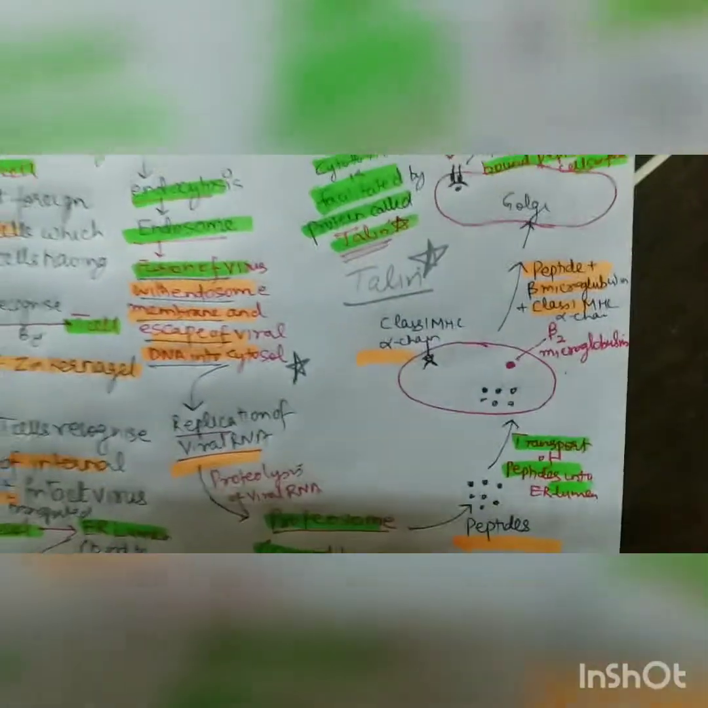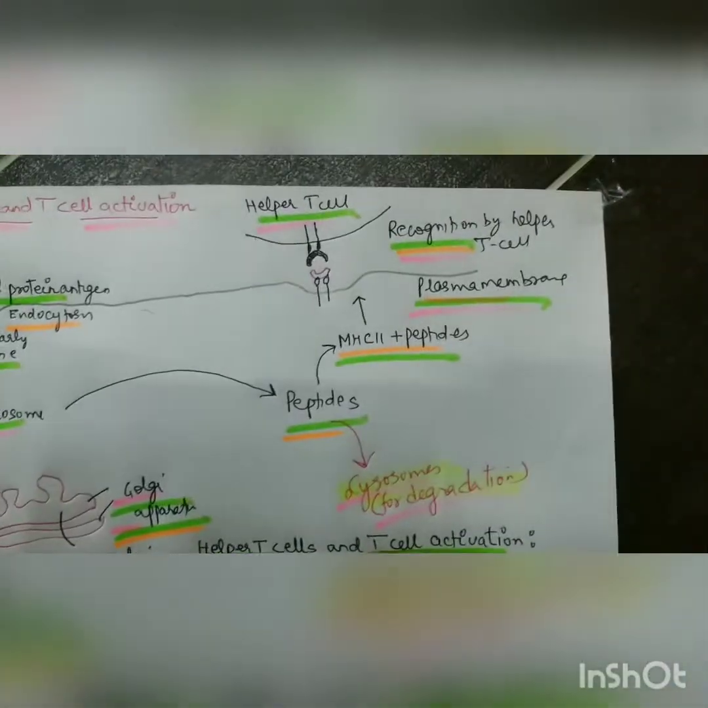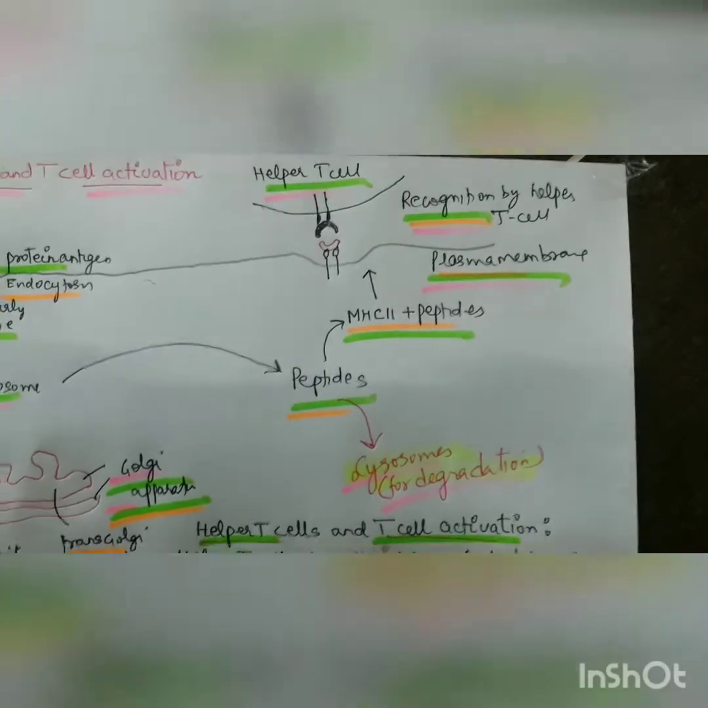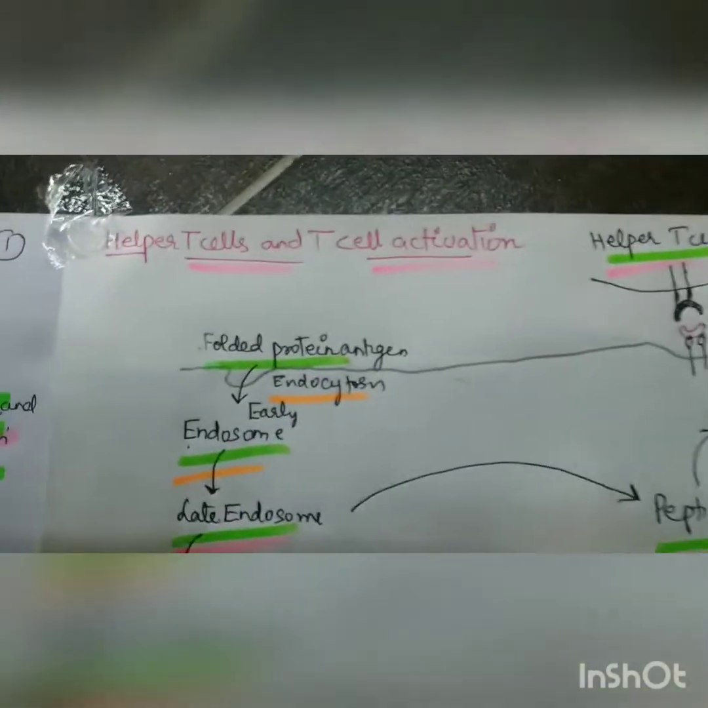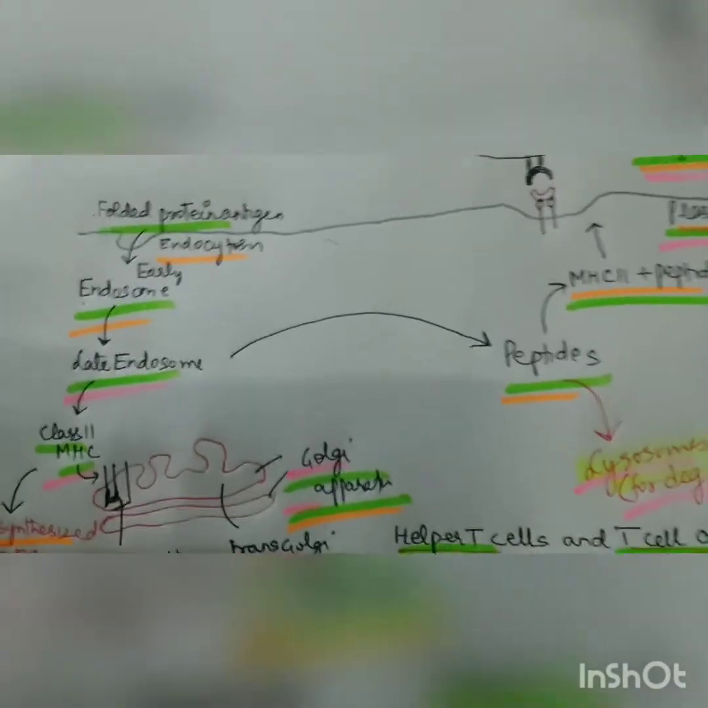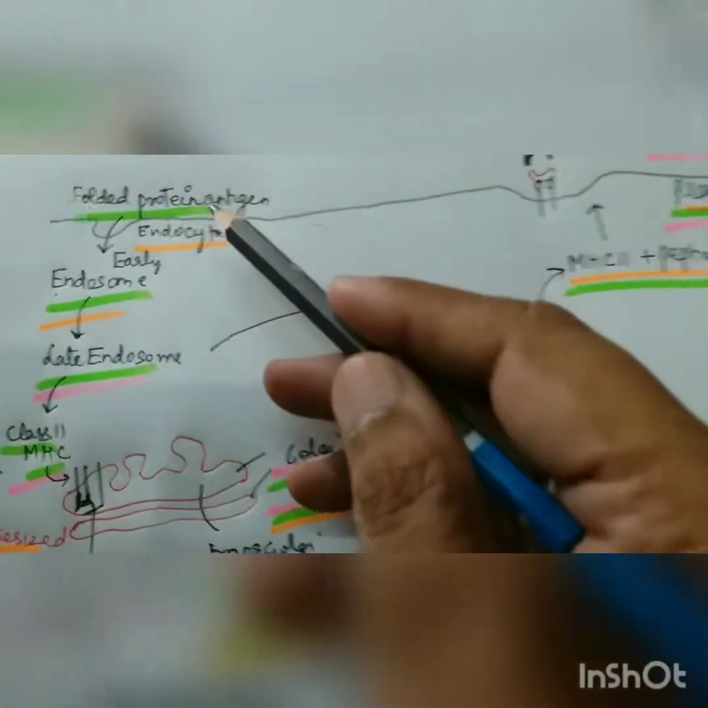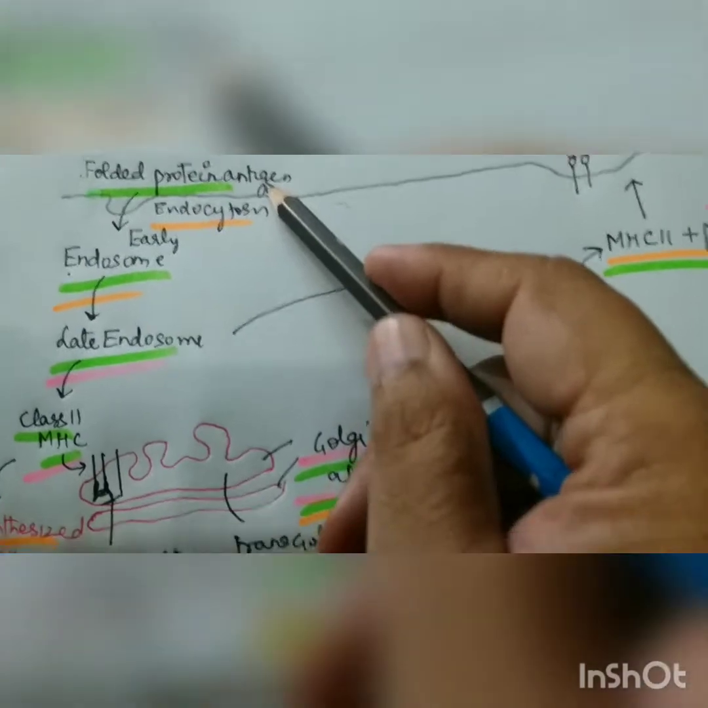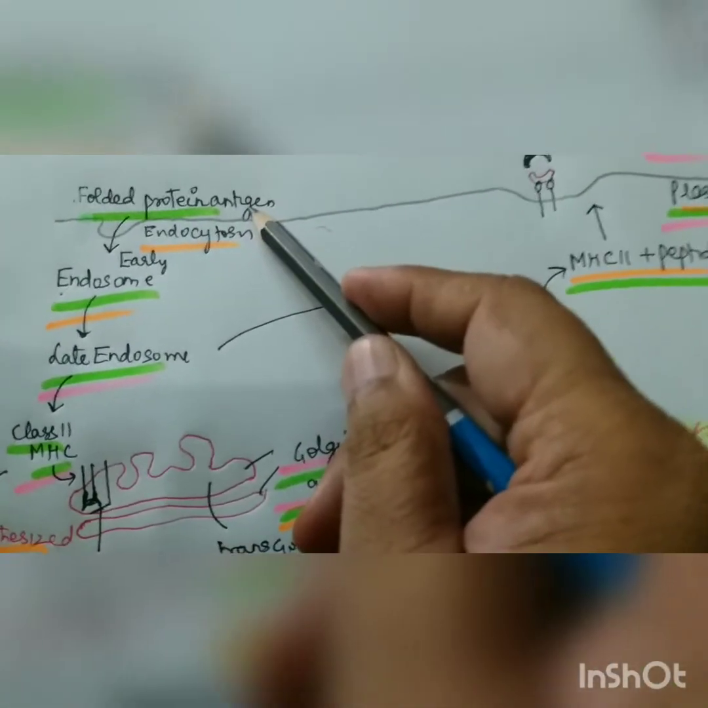right? So now today I will do the second part of it, that is the recognition by helper T cells. The topic is the helper T cells and T cell activation. So it is the same as what we did yesterday, but here we have the folded protein antigen. There we had viral RNA. Here is the folded protein antigen.